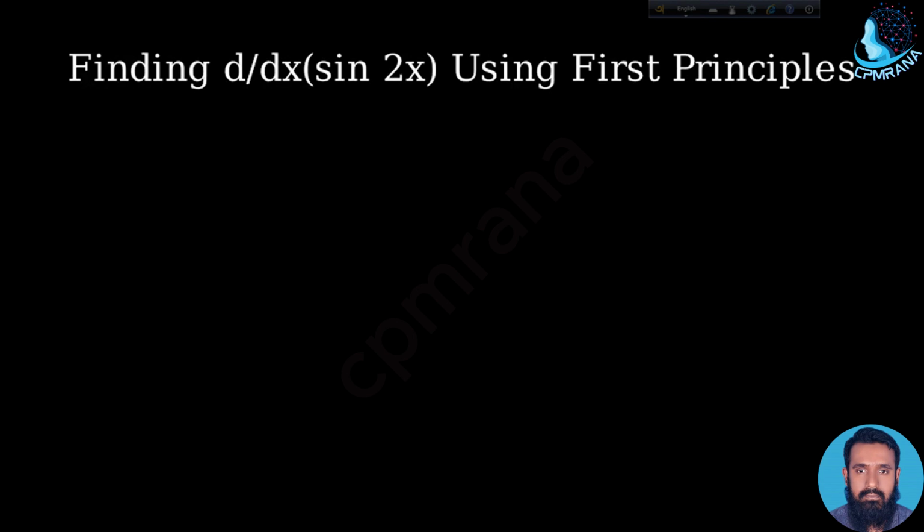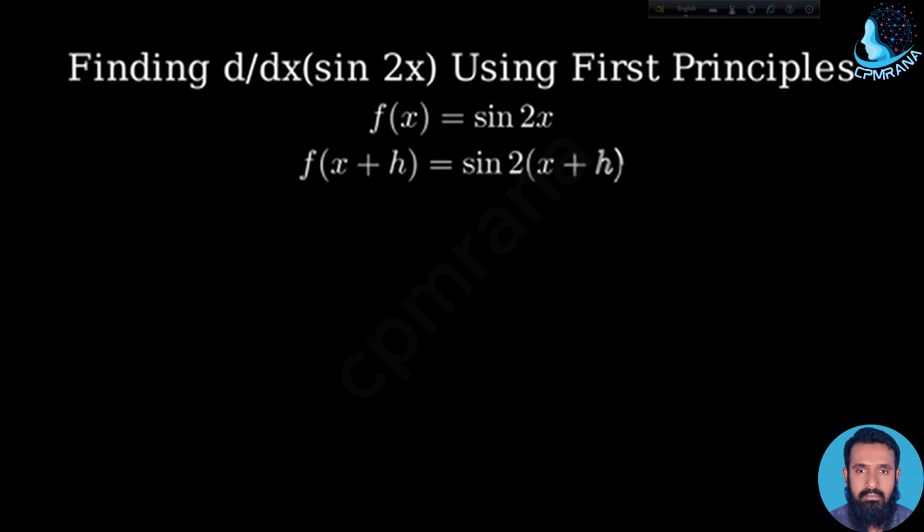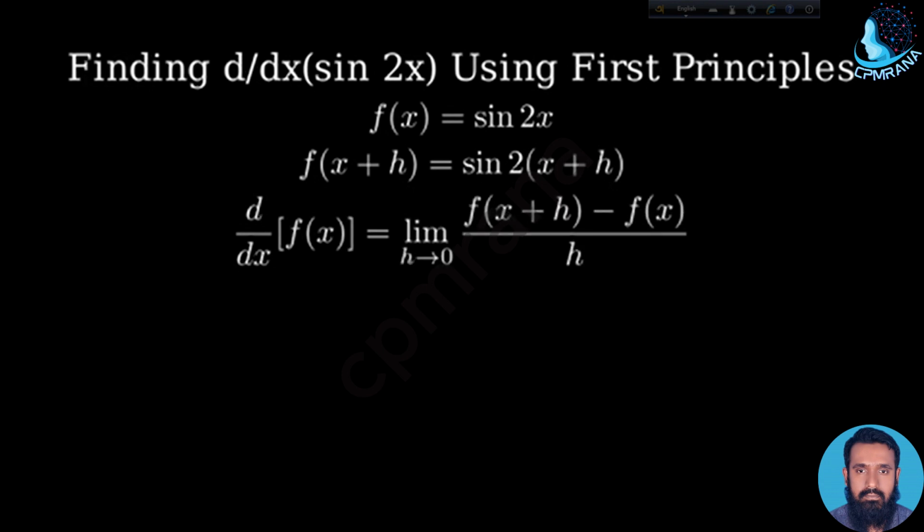Let's start by defining our function. Let f of x equal sine 2x. Then f of x plus h equals sine of 2 times the quantity x plus h. The derivative is defined as the limit as h approaches 0 of f of x plus h minus f of x, all divided by h.